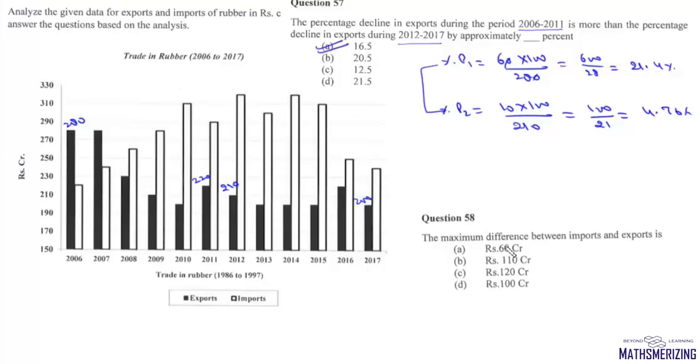Now question number 58, it says find the maximum difference between import and export. We'll look at this one, this one, this one, and also this one. I think it'll be 2014. Now in this case, exports are at 200 and imports stand at 320. So 320 minus 200 is 120, and that's your option C. So the maximum difference is in the year 2014, and it is 120 crores.